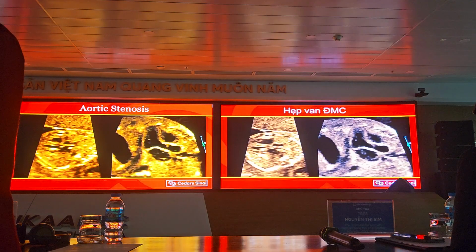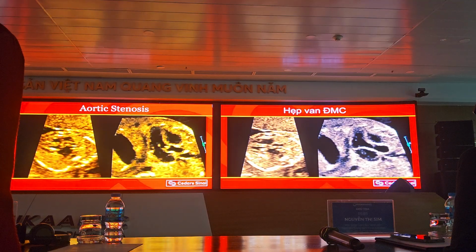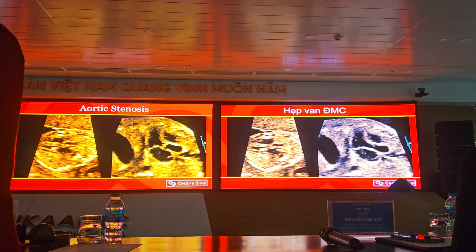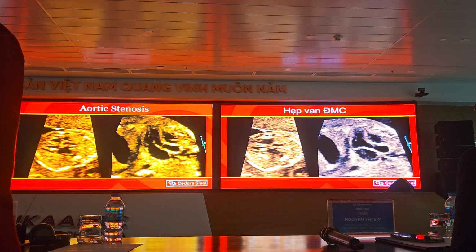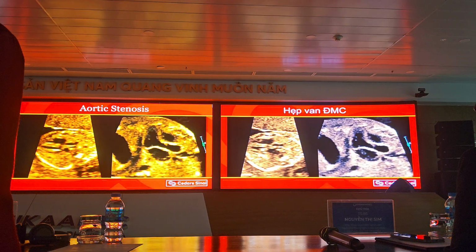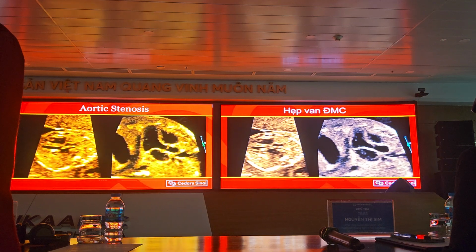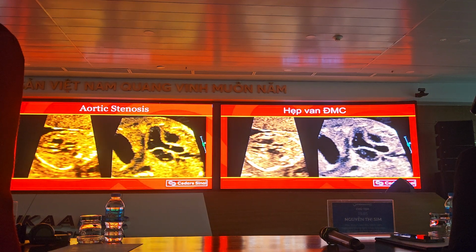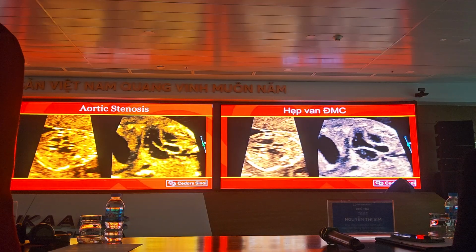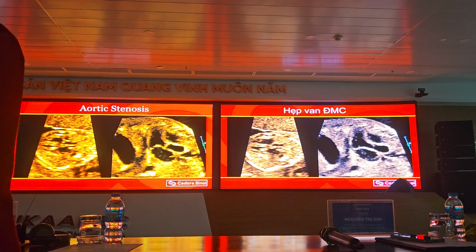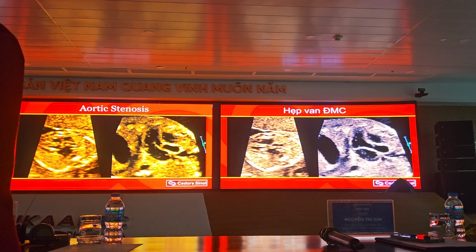Here's the same view I showed you earlier on the right, but on the left, this is a case of severe aortic stenosis. The valve is very hard to see. It doesn't disappear. This is very thick. And this is early on, around 17 weeks or so. This baby is at high risk for developing hypoplastic left heart syndrome, but some cases do not.